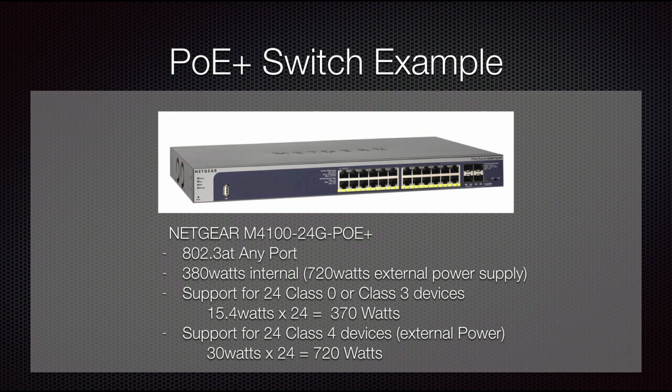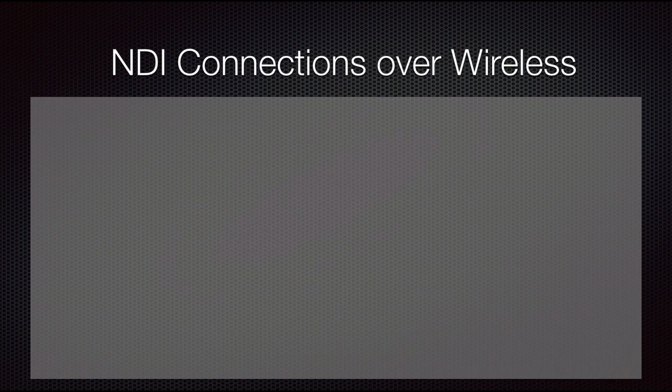I just found these on the internet. This is again an AT port, but it is rated at 380 watts. And on top of that, you can actually buy an external power supply, which will give you all the way up to 720 watts, which basically means that if you had only class 0 or 3 devices, you could have all 24 ports active with PoE. And if you plugged in the 720 watt external power supply, you could actually power every single one of the 24 ports with class 4 devices.